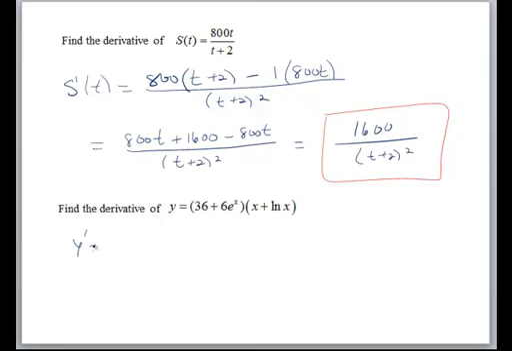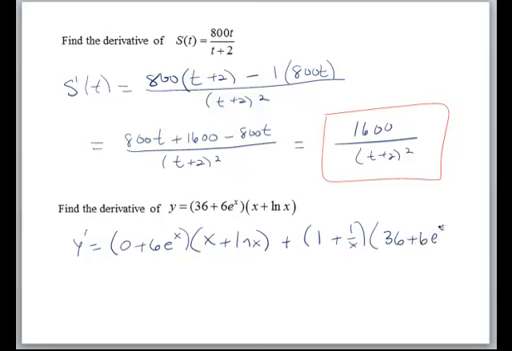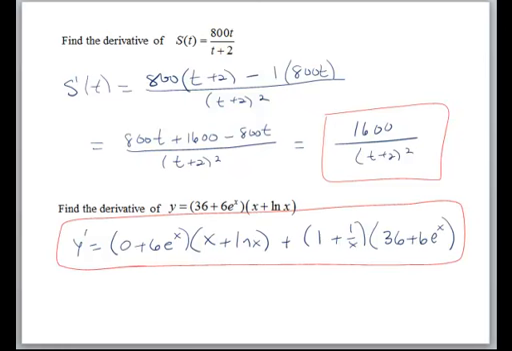Okay, so we're going to use both of those rules inside the product rule. So y prime is equal to the derivative of the first, so 0 plus 6 e to the x, times the second, we leave it alone, x plus the natural log of x, plus, now I'm going to take the derivative of the second, so the derivative of x plus the natural log of x. Derivative of x is 1, and the derivative of the natural log of x, as we just discussed, is 1 over x, and then times the first, 36 plus 6e to the x. And this time the directions say, do not simplify. So I will leave my answer just like this. Those are my favorite.